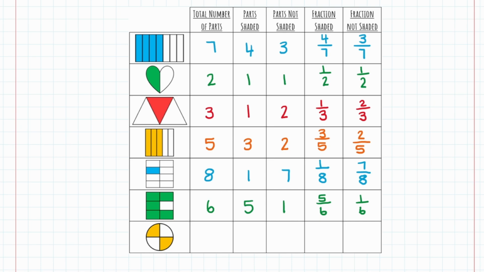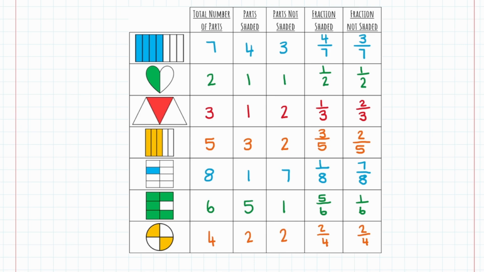Lastly, for our circle, it has been divided into 4 equal parts. 2 parts are shaded and 2 parts are unshaded. So in other words, we can say that 2/4 are shaded while 2/4 are unshaded. If you were looking closely enough at this one, you could have noticed that half of the circle has been shaded while half of the circle has been unshaded.